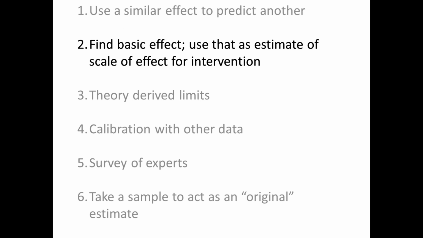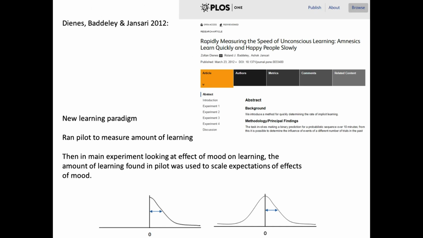Now, a very similar strategy is to just find a basic effect and say, well, that's the sort of magnitude or scale of effect we could get if we manipulated it, if we intervened on it. So in this paper, we came up with a new learning task, and we didn't know how big the learning effect would be. There was no relevant similar study to say what we could expect. So what we did was run a pilot to get just the amount of learning.